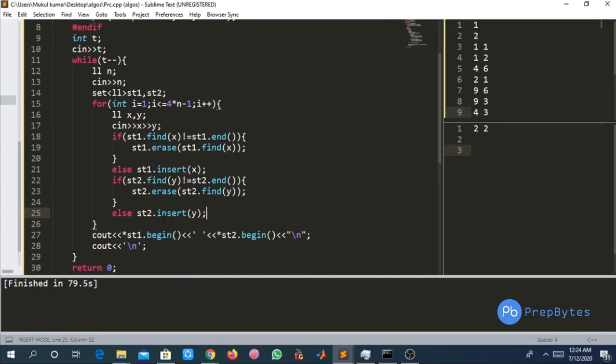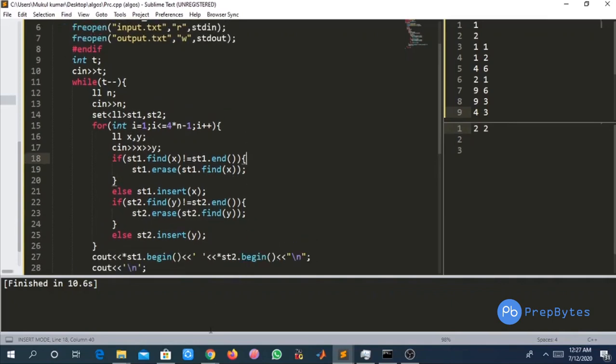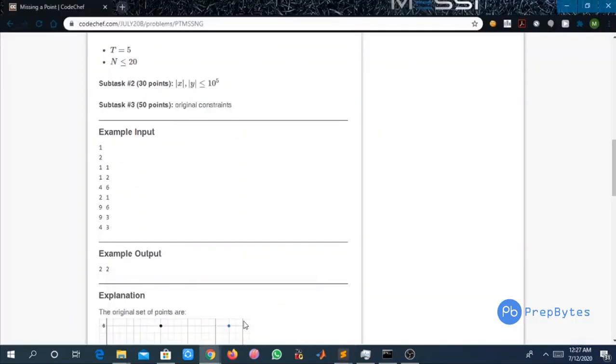So after processing all those 4n minus 1 points, set 1 will contain the missing x coordinate and set 2 will contain the missing y coordinate. So we will print those coordinates, right? Let us run the code for the given test case and see what comes as output. As we can see here, 2,2 is coming as output for this problem, right? This was all about the solution of this problem. I hope you have understood the solution and the code for this problem.